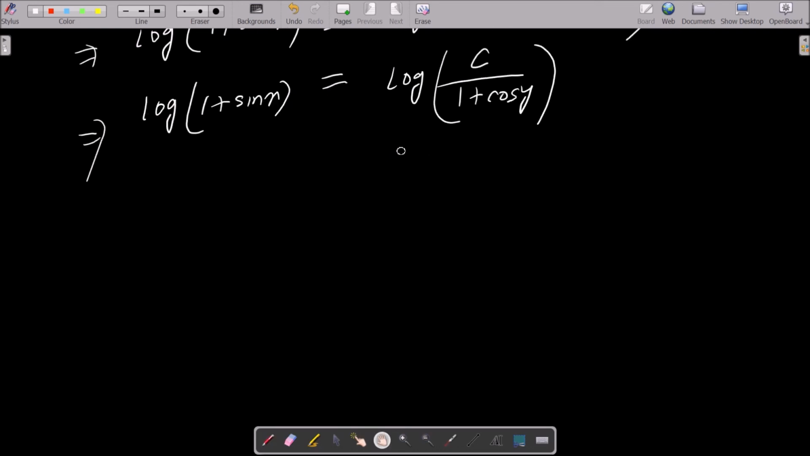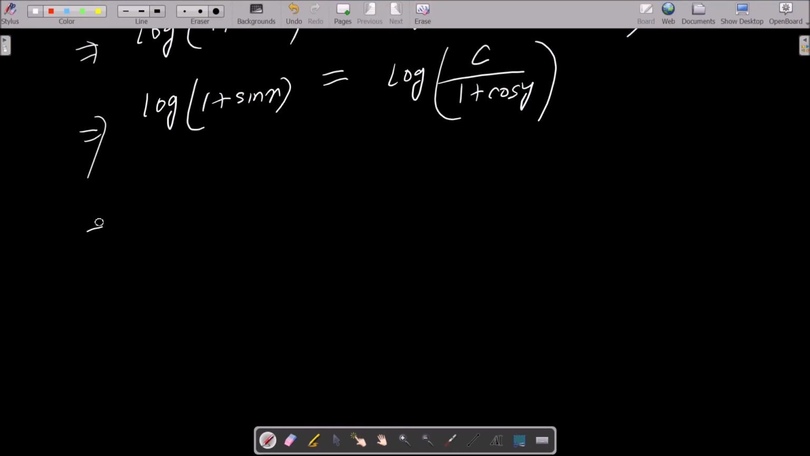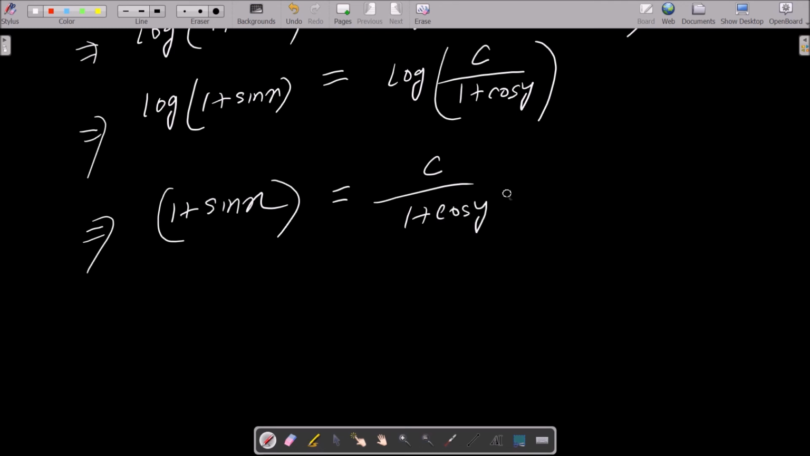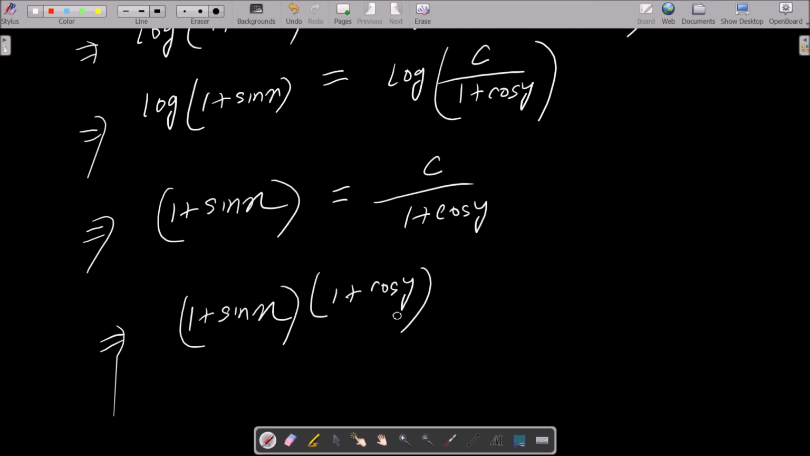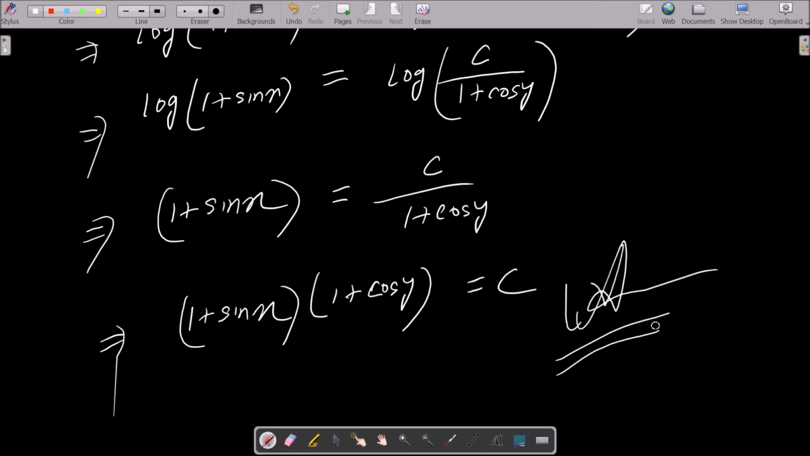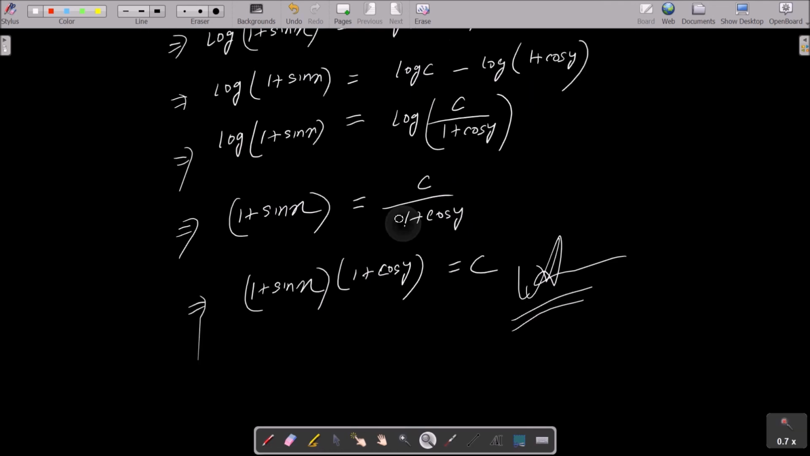Now both sides have the log, so I'm going to remove it. So we can write 1 plus sin x equals c over 1 plus cos y. After that you need to do the cross multiplication. So we write (1 plus sin x)(1 plus cos y) equals c. So this is the final answer of this question, the final answer of this differential equation.